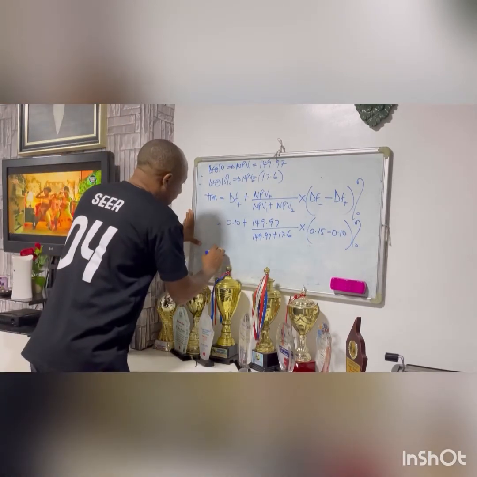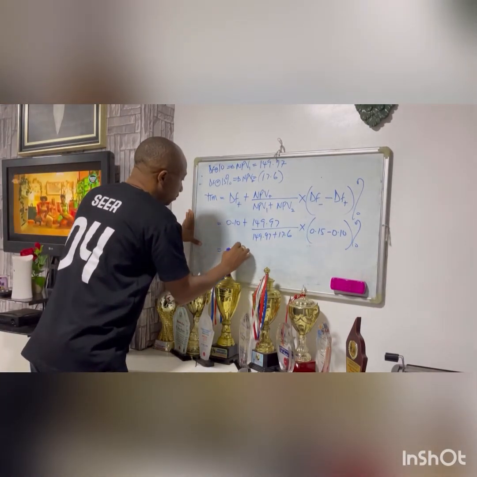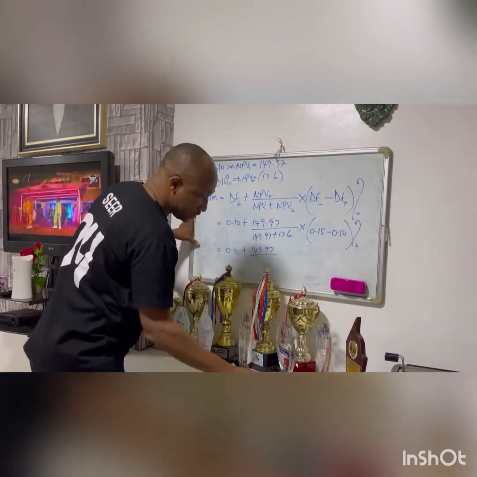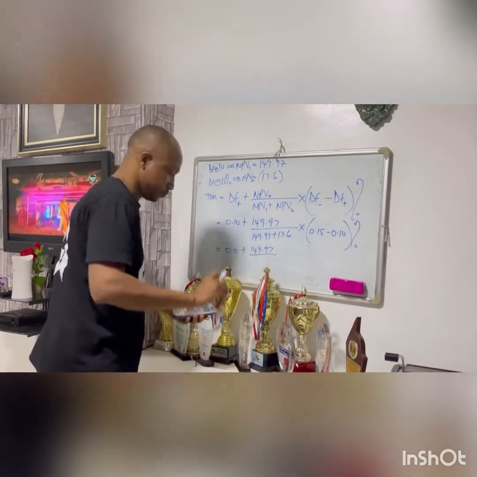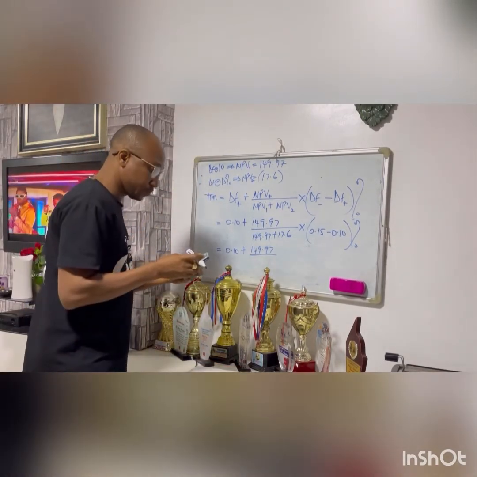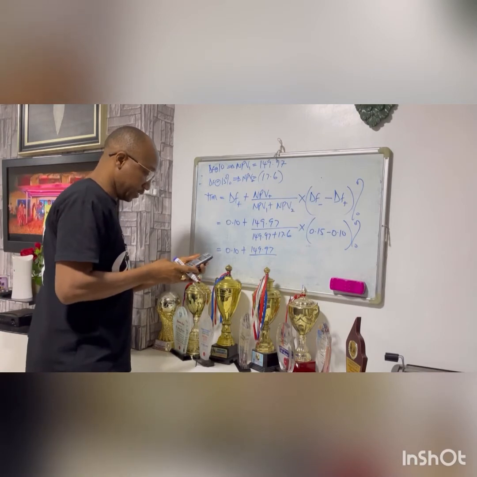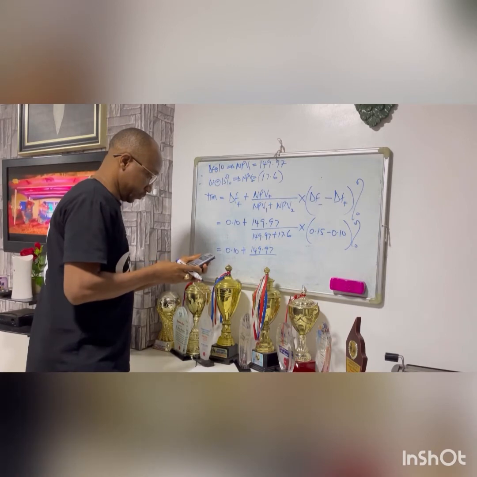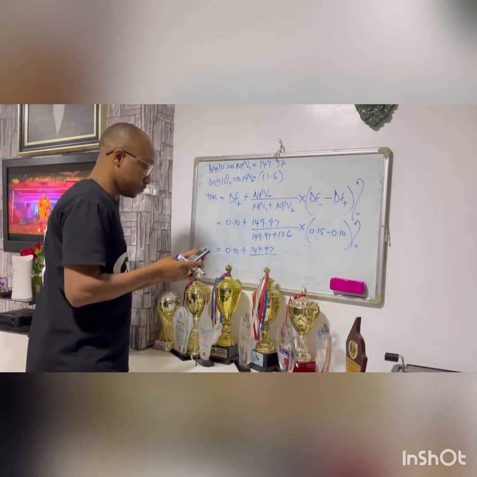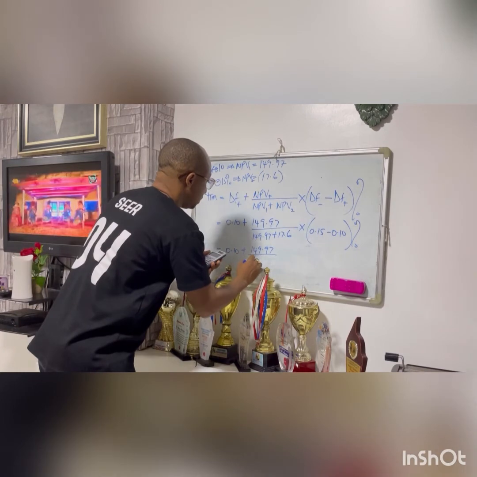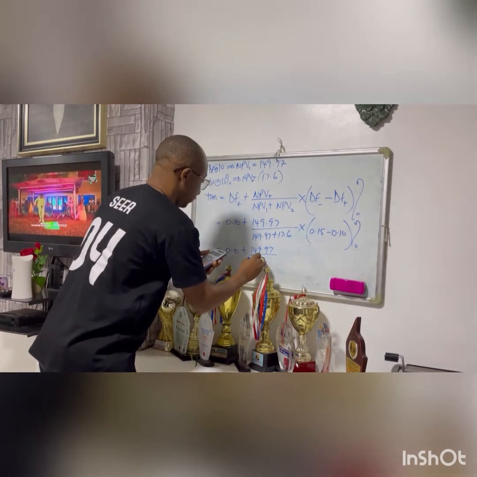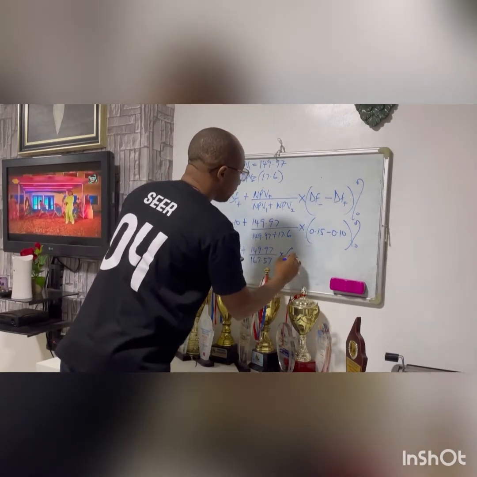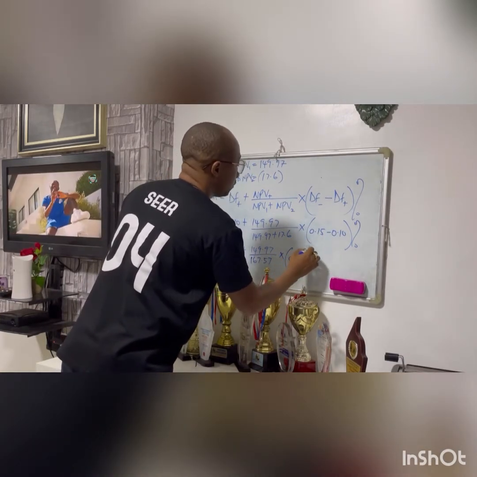So I can now have 0.10 plus 149.97 divided by, if I add these two together, 149.97 plus 17.6, that gives me 167.57, multiplied by, if I subtract this, 0.05 in percentage.